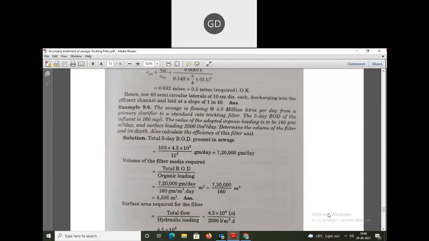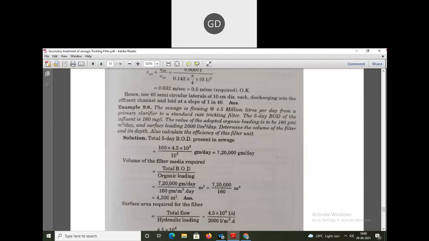So if you are going to find out the 5-day BOD that is present in the sewage, you have to multiply whatever the sewage flow is from the primary clarifier towards the trickling filter with the adopted organic loading value. If you multiply both, you get 72000 gram per day. So we get the 5-day BOD by multiplying the discharge and this organic loading rate.